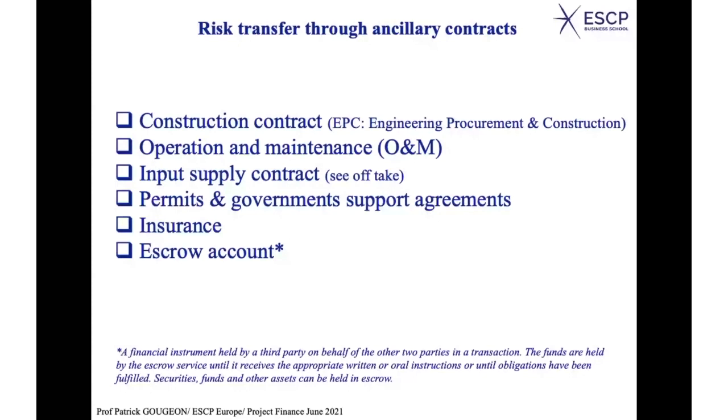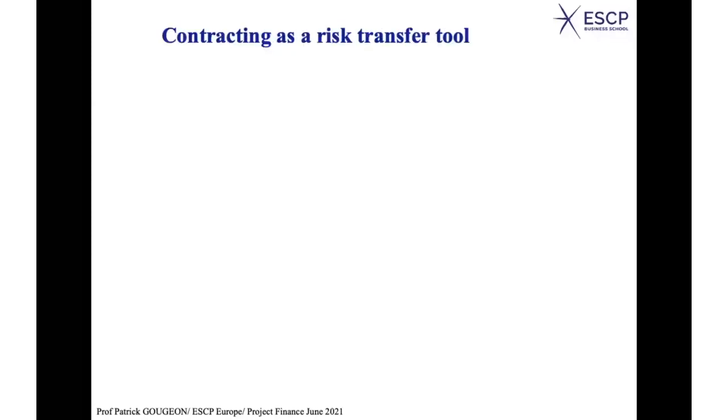So now, to conclude on this analysis of the various contracts which are commonly used in project finance, I want to discuss contracting in general, contracting which can be seen as a risk transfer. Why do I say it is a risk transfer? Let's assume we have a joint project and we want to sign a contract between us to develop this project. Well, what will we find in this contract?